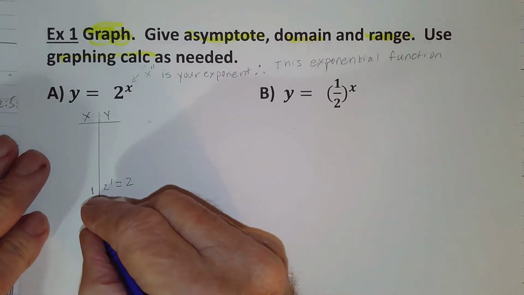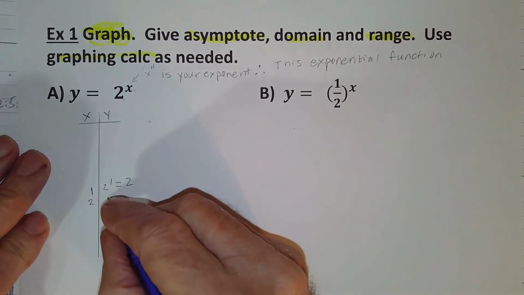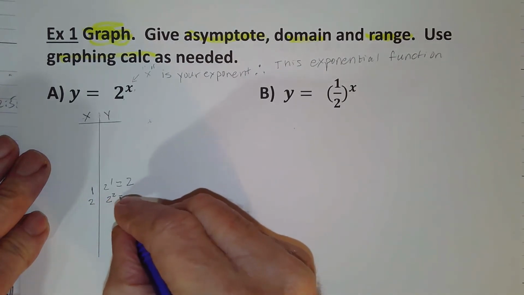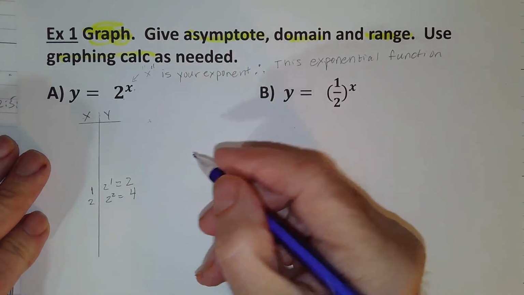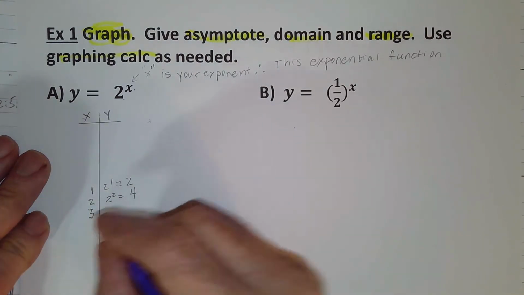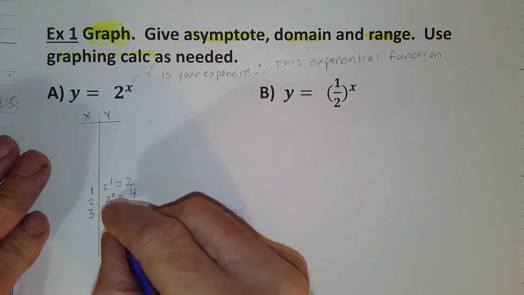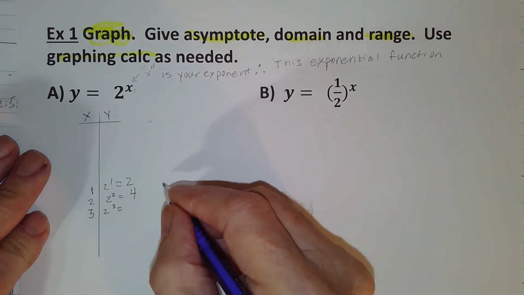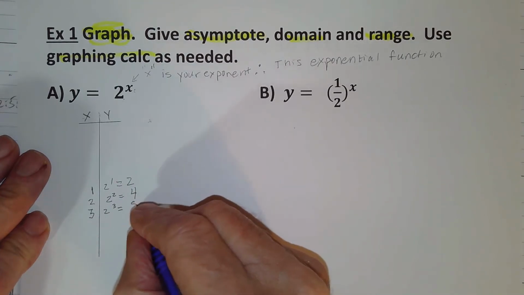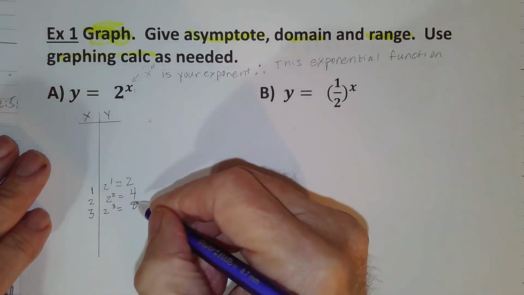Now, what if your x was 2? Well, if that's the case, then you have 2 to the second power, or 2 squared. And 2 squared, everybody knows 2 times 2 is 4. Pretty easy. 3 is 2 to the third power, because all of these x's are powers, or exponents. 2 to the third is 2 times 2, which is 4 times 2, which is 8. Okay? So those are pretty self-evident.